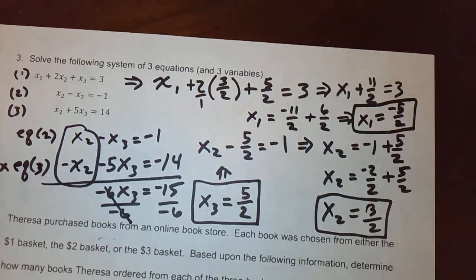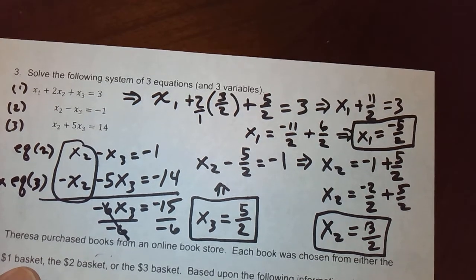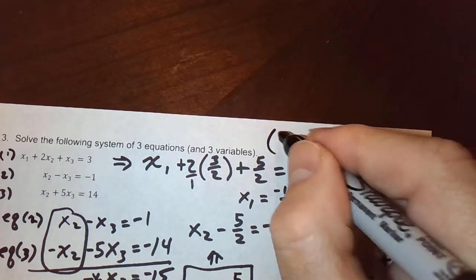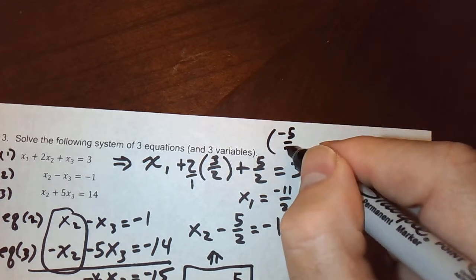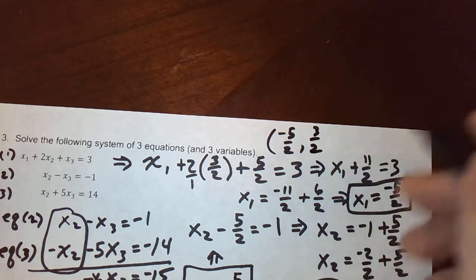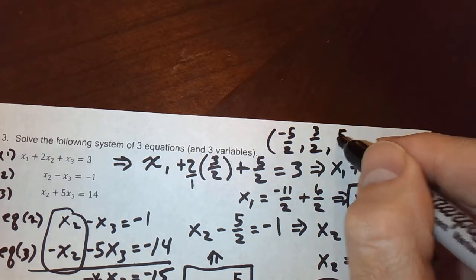So I needed more room than I thought I would. So I'm going to write the solution x1, x2, x3 right up here. x1 is negative 5 over 2. x2 is 3 over 2. And x3 is 5 over 2.